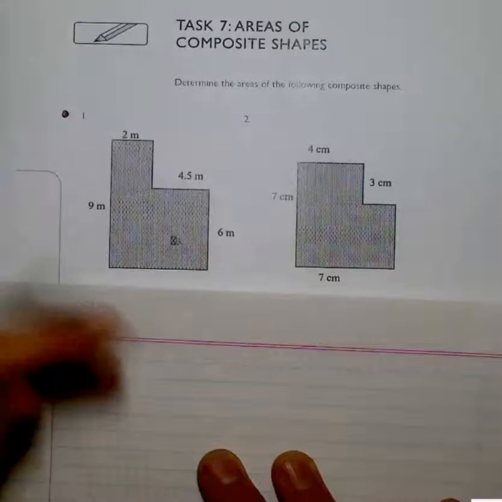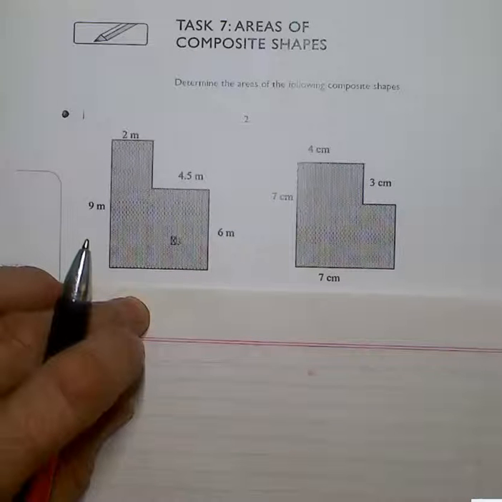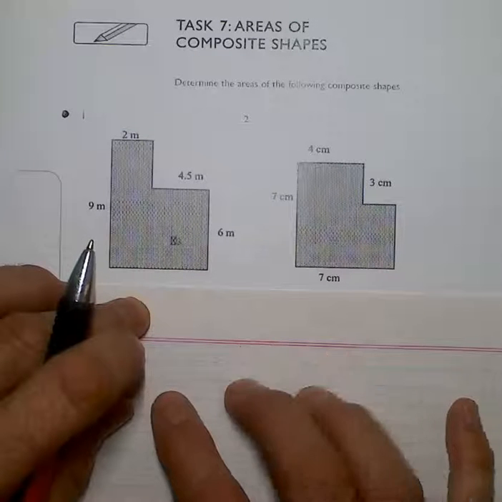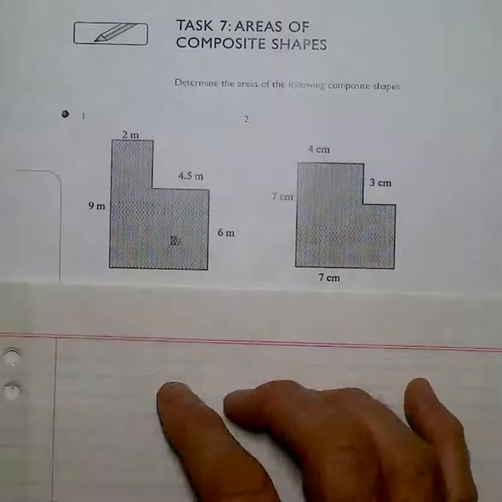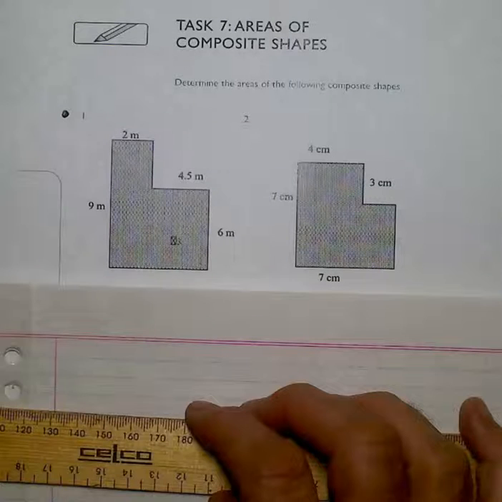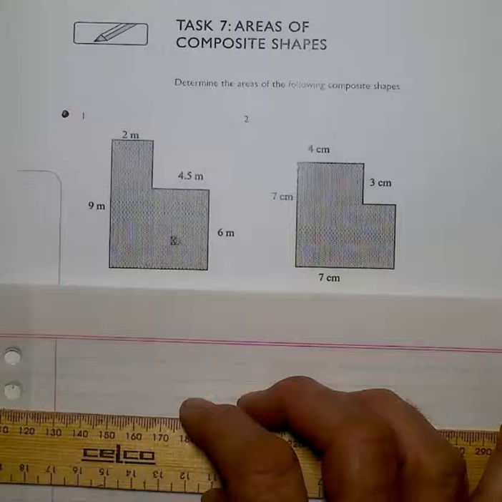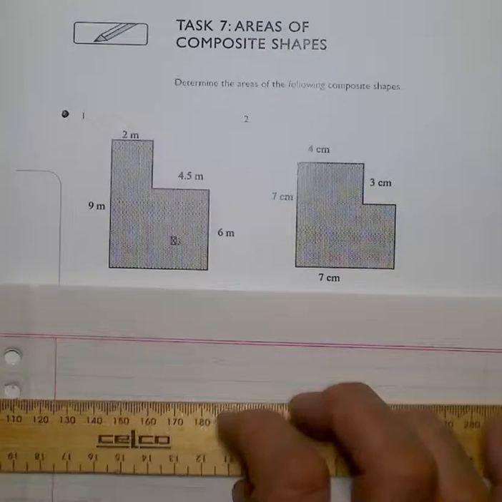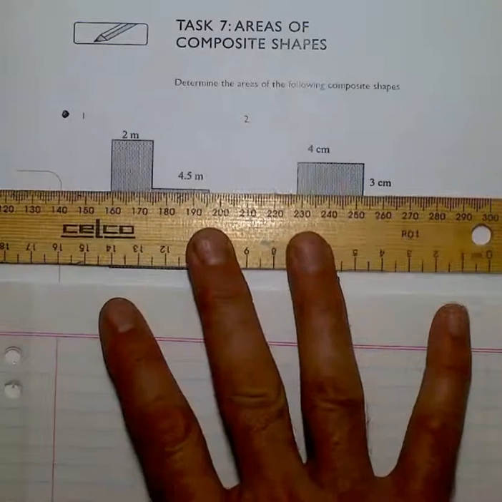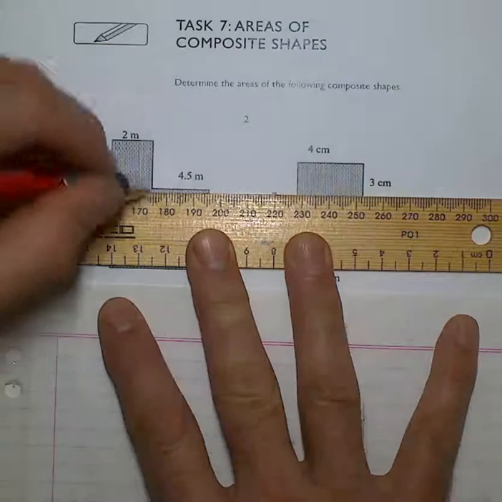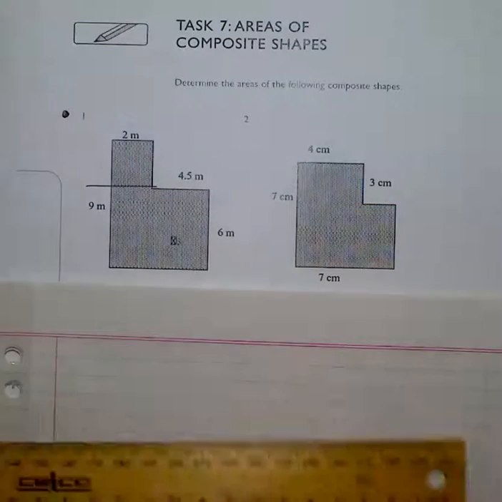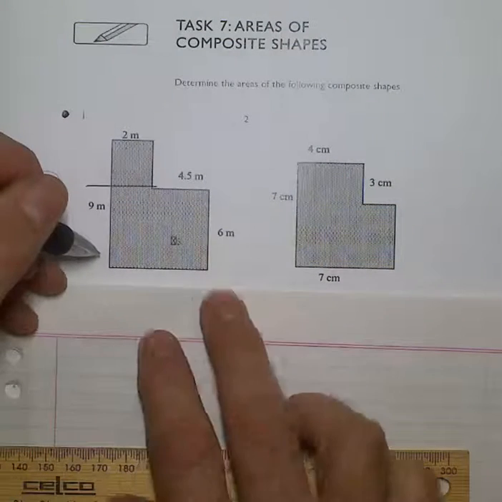In task 7, you're asked to work out the areas of a few composite shapes. First thing you've got to note is that each of these shapes is made up of two different shapes. So make the delineation and then figure out how you can tackle it. Question 1, there seems to be a much smaller shape sitting on top of another one.